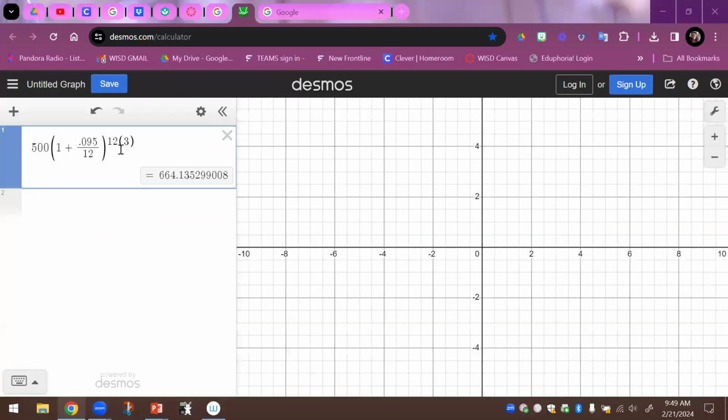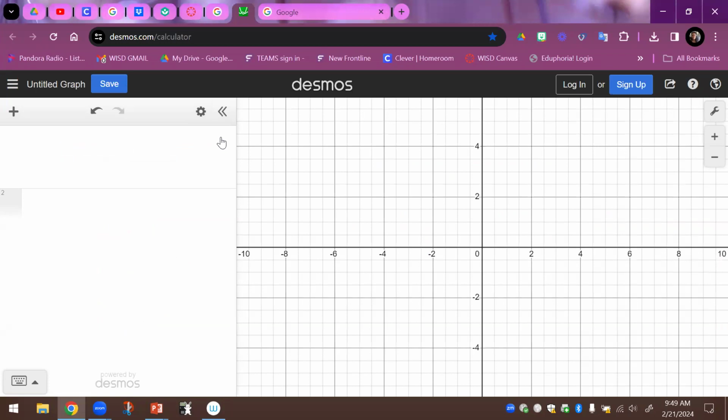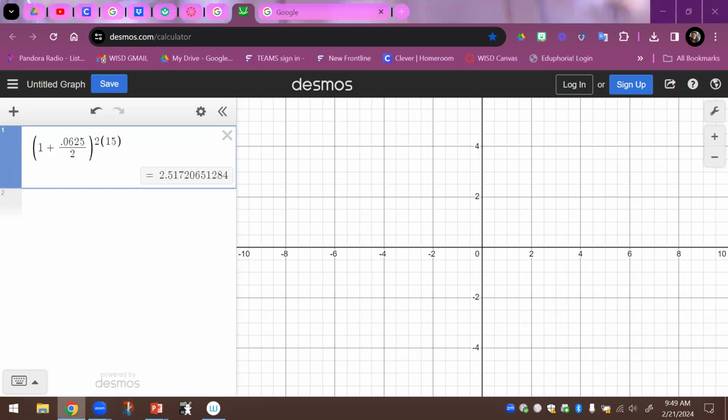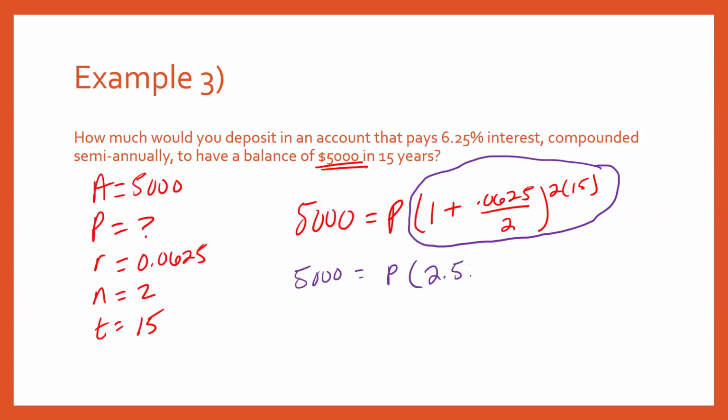So we have 5, what was it? 1 plus 0.0625 divided by 2. I press shift 6. And it was 2 times 15, right? All right, we're going to round to the nearest 3 decimal places and try to stay as accurate as possible. So we are at 2 and 517,000. Agree? All right. Yes. All right, so we're at 2 and 517,000.